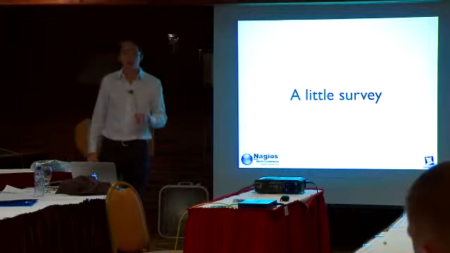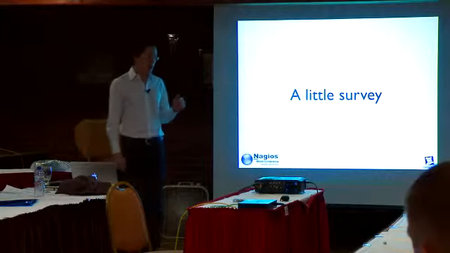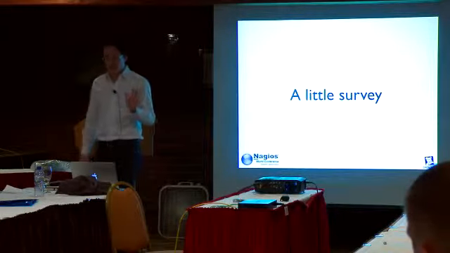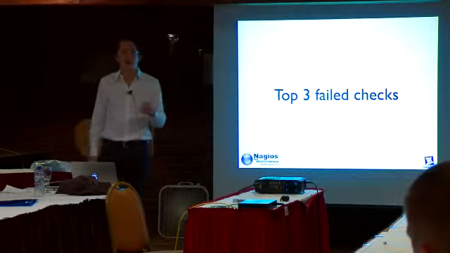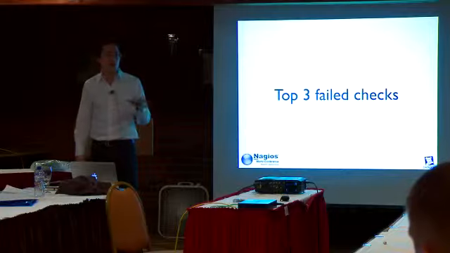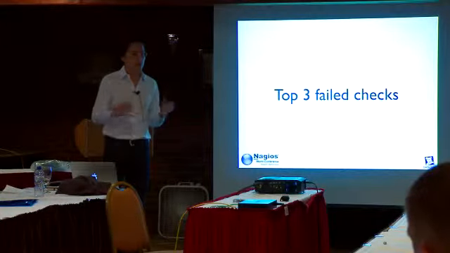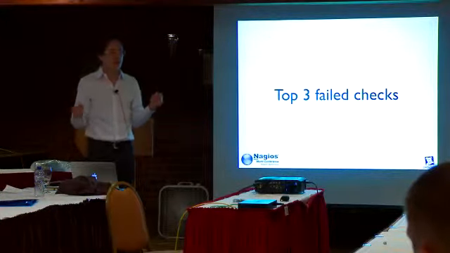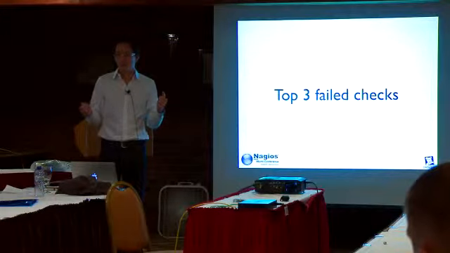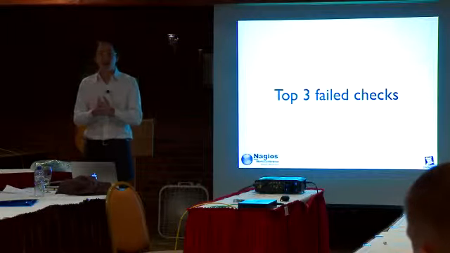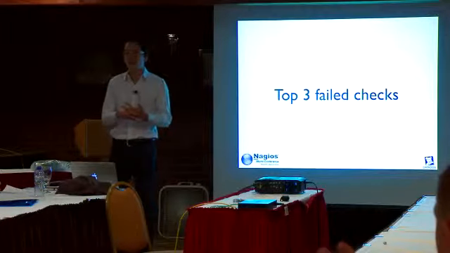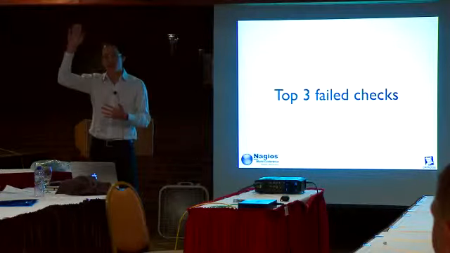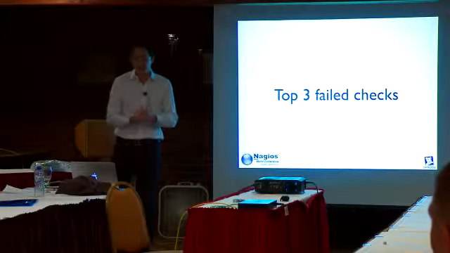So I would like to start with a little survey. What I would like to do is for you to give yourself 5 seconds and think about the top 3 failed checks in your Nagios infrastructure. So just think for 5 seconds. Okay. So now who has a very clear idea of what they are? Okay. So who doesn't have a clue? I can raise my hand, but okay.